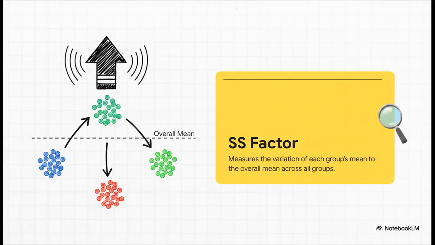So, how does this whole variance analysis thing actually work? Well, it starts by splitting all the variation in your data into 2 big buckets. The first one is the sum of squares factor, or SS factor, which is just a fancy way of saying between-group variation. Think of this as the signal. It's measuring how different the groups are from each other. A big SS factor suggests there are some real differences going on.